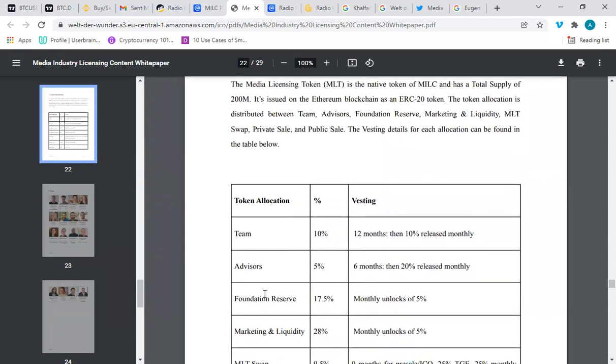Foundation reserve. How will I even put it? The reserve is for future purposes. Marketing and liquidity. When the coin launches, this is the price, and this is the percentage of the coin that is being brought out for marketing and also for liquidity.